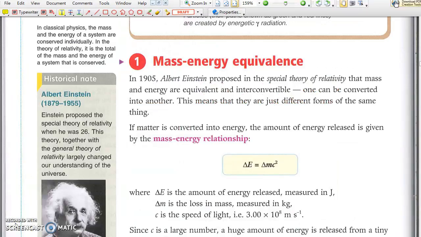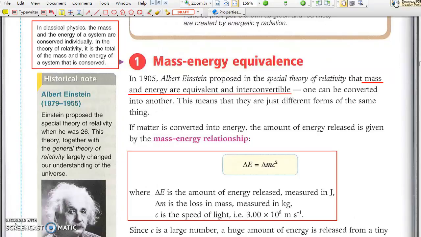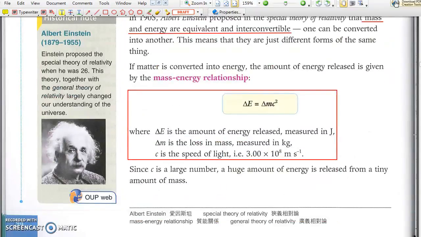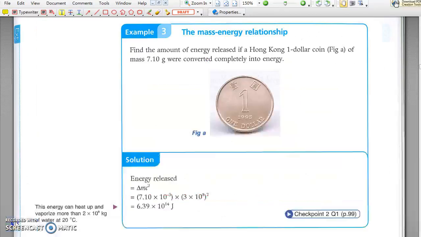1. Mass-energy equivalence. In his special theory of relativity, Einstein suggested that mass and energy are equivalent and interconvertible. In the equation, delta E is the energy produced when the mass of delta m disappears, and c is the speed of light. As c is large, a small mass delta m may be converted to a great amount of energy.